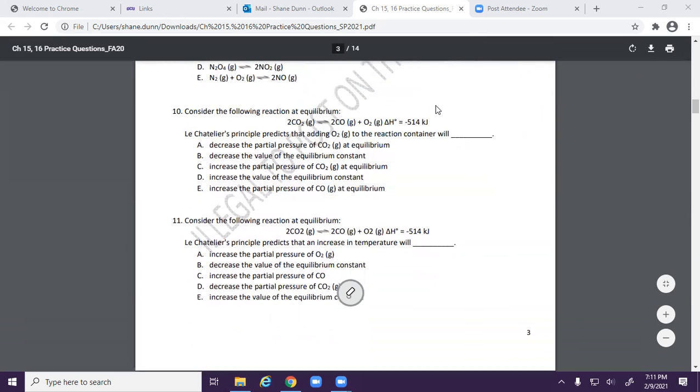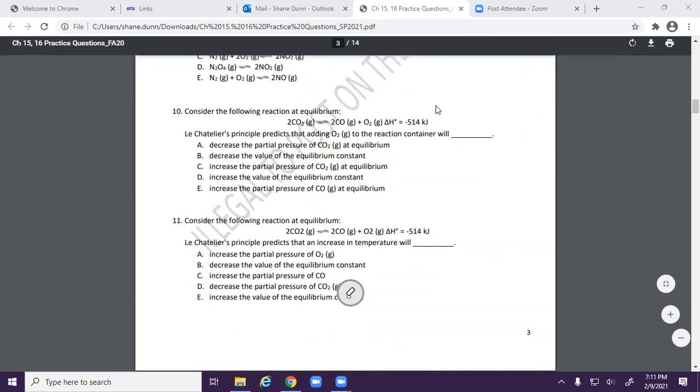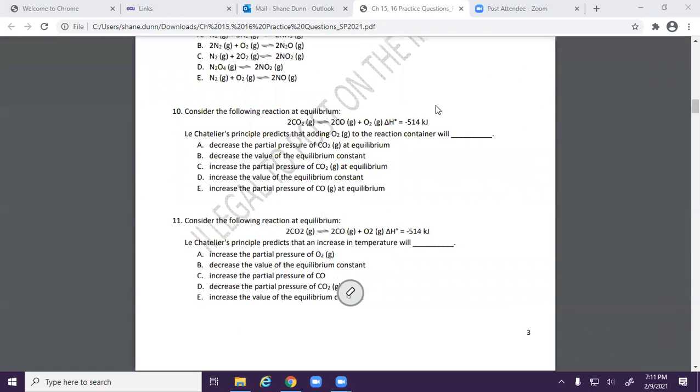Number 10, Le Chatelier's principle. Number 11, Le Chatelier's principle. Multiple questions in a row, Le Chatelier's principle. What do you think chapter 15 is mainly about? Le Chatelier's principle. Le Chatelier's principle is that adding O2.